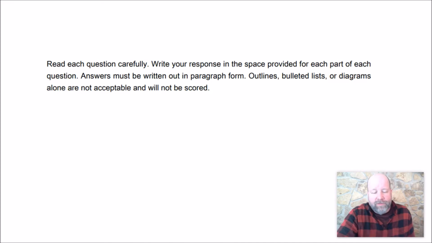So at the beginning of the question, the first thing it says is read each question carefully. Write your response in the space provided for each part of the question. Answers must be written out in paragraph form. Outlines, bulleted lists, or diagrams alone are not acceptable and will not be scored. You're not going to be drawing a diagram, not in this year's test.